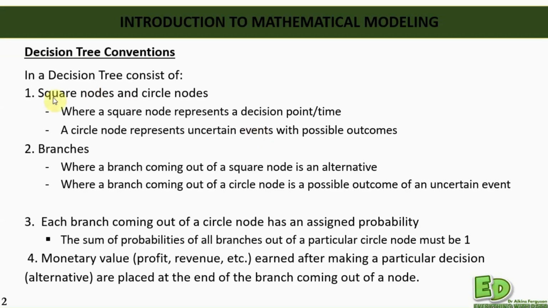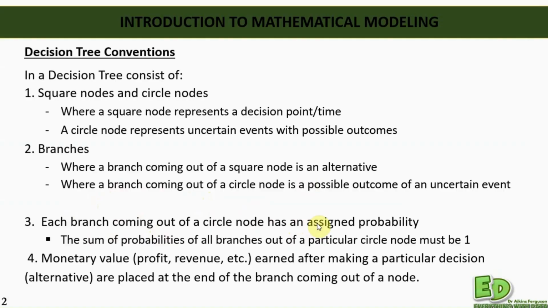The second thing is branches. If you're able to understand this, you can deal with any decision tree question. That's what I'm trying to say. A branch coming out of a square node is an alternative, and a branch coming out of a circle node is a possible outcome of an uncertain event. The third point is that each branch coming out of a circle node has an assigned probability.